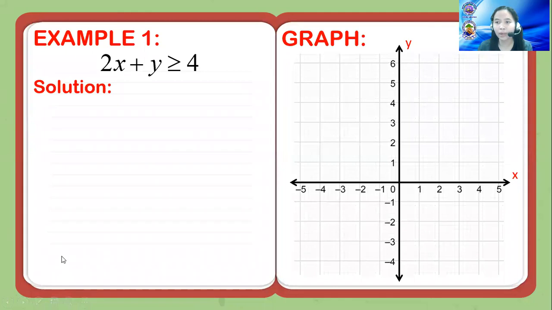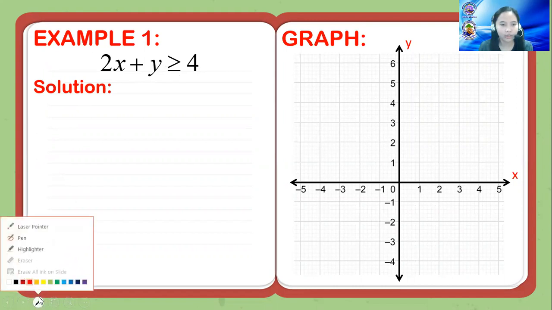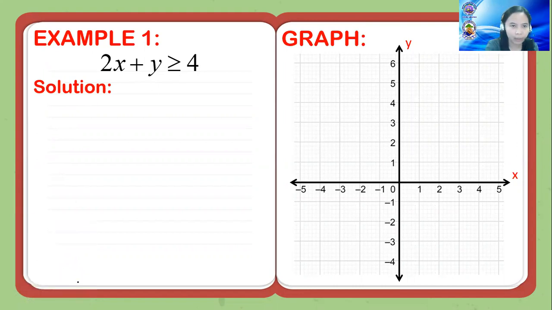For example, number 1, we have here the linear inequality 2x plus y is greater than or equal to 4. So let's start first with step number 1. Step 1 says that you have to replace the inequality symbol with an equal sign. That's why we have 2x plus y is equal to 4. So now we have a linear equation in standard form.